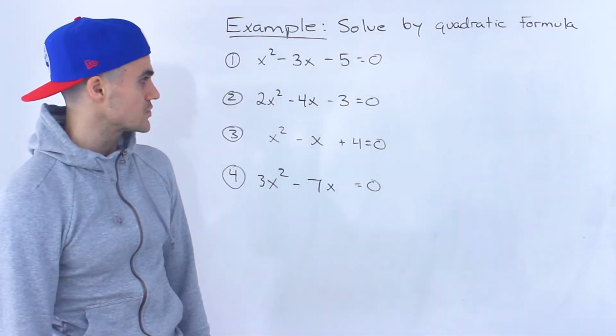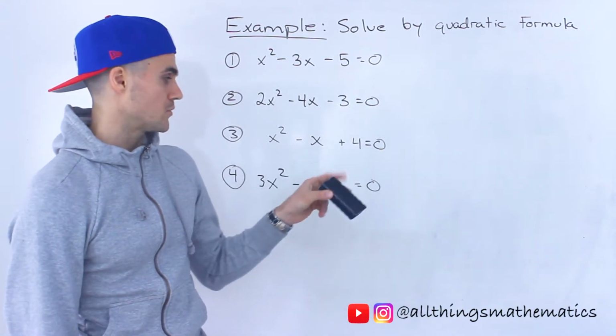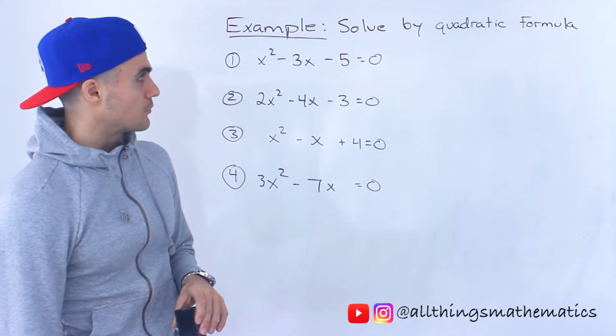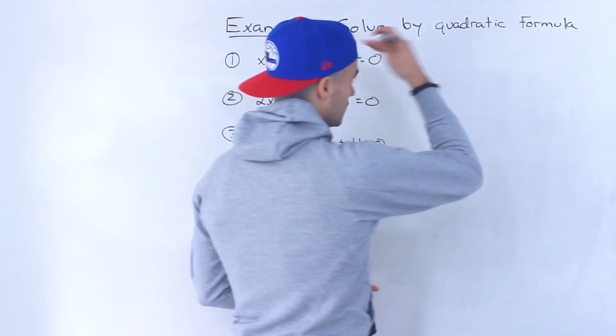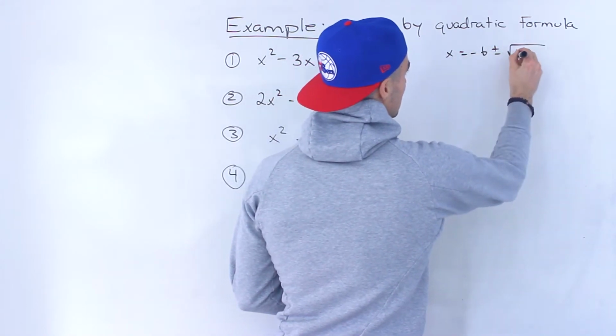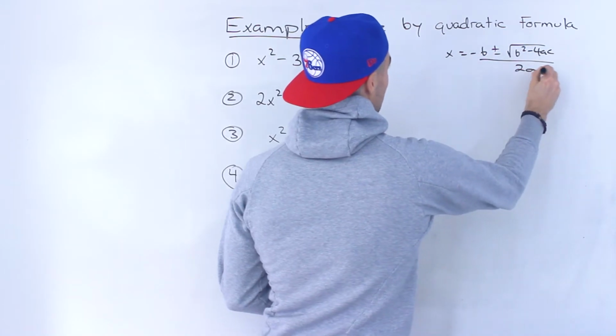Moving on to the next question. We've got to solve each of these equations here with the quadratic formula. Notice that they're all quadratic equations, and we're going to put them through that formula. The formula, if you remember, is negative b plus or minus the square root of b squared minus 4ac, all over 2a.